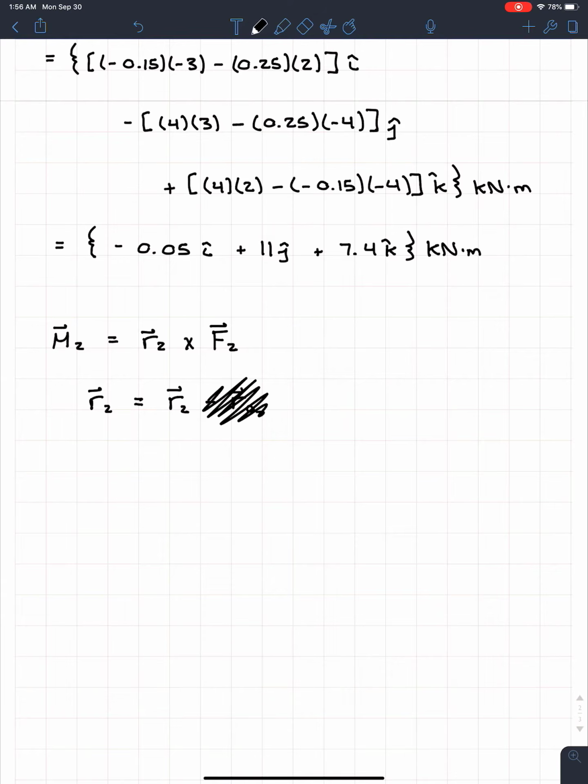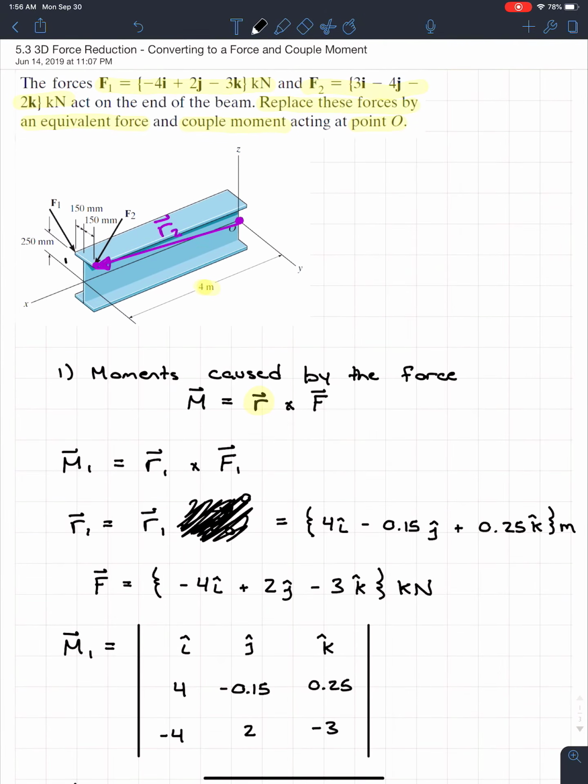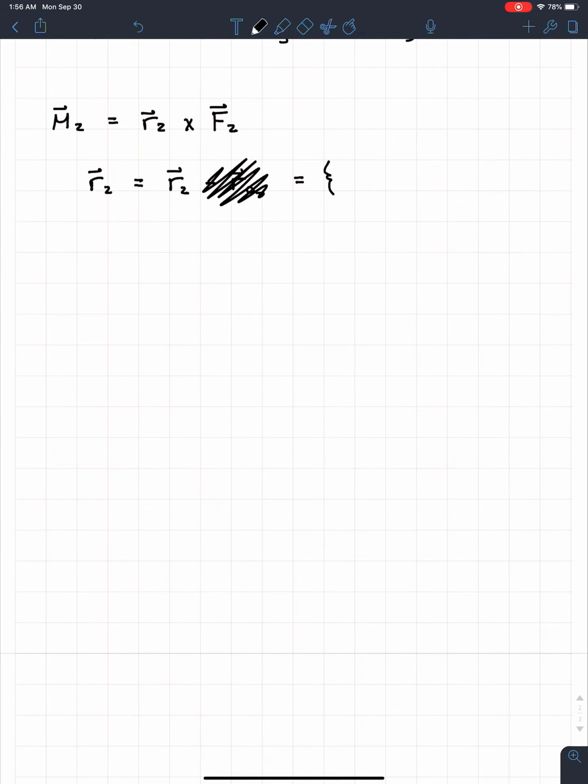So let's get rid of all that. So it's equal to just the coordinates. So then I can just go in brackets like this right here. And we see that it's actually the same as R1. The only difference is in the Y direction, instead of minus 150 mils, it's plus 150 mils. So we're just going to go down here. We're going to go 4i plus 0.15j, I just about said K, plus 0.25 in the K. And the bracket, and of course this will have units of meters.